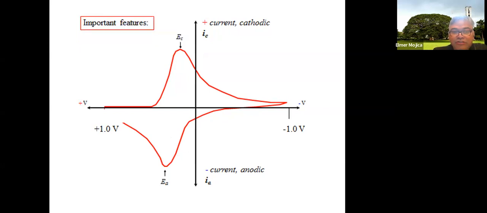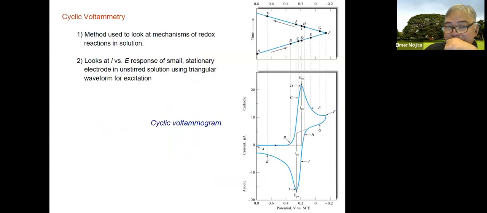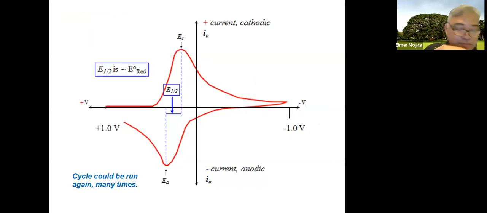So if you're going to look at the important features of a cyclic voltammetry, you usually look at what we call the peak potential, in terms of the cathodic peak potential and the anodic peak potential. So usually they are what? The same. Okay. So this is one way for you to look at it.